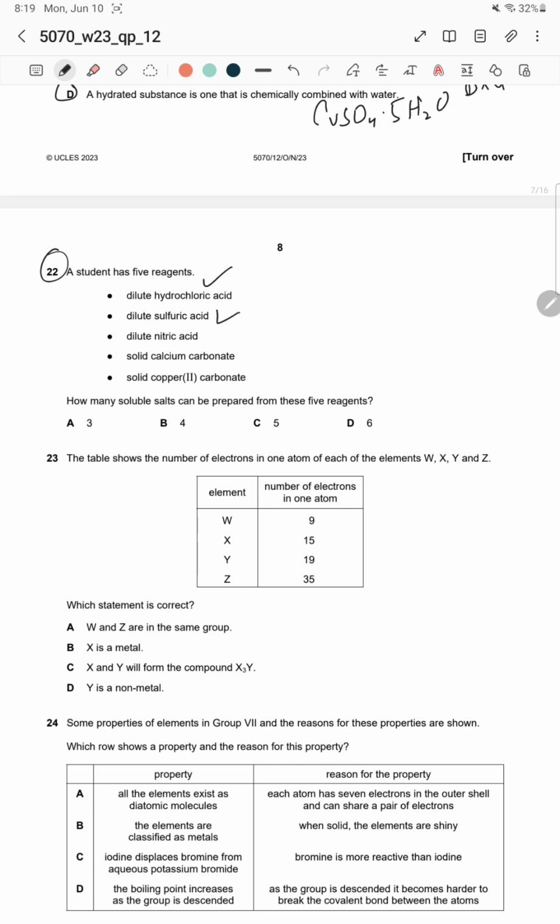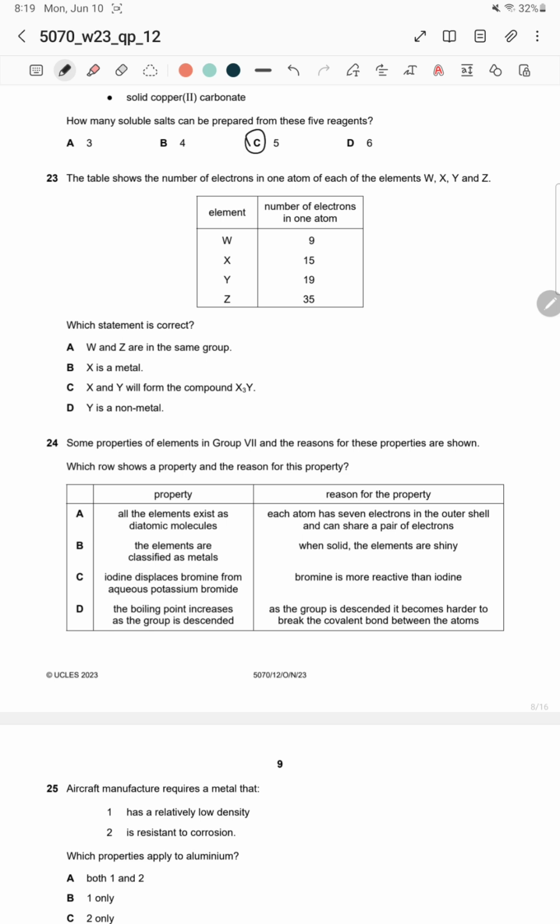acid. Dilute hydrochloric acid can make sodium chloride. Sulfuric acid can make potassium sulfate. Nitric acid, potassium nitrate. Calcium carbonate can make calcium sulfate. Copper carbonate can make copper sulfate. So 5 reagents can make 5 soluble salts. So C should be the right option.